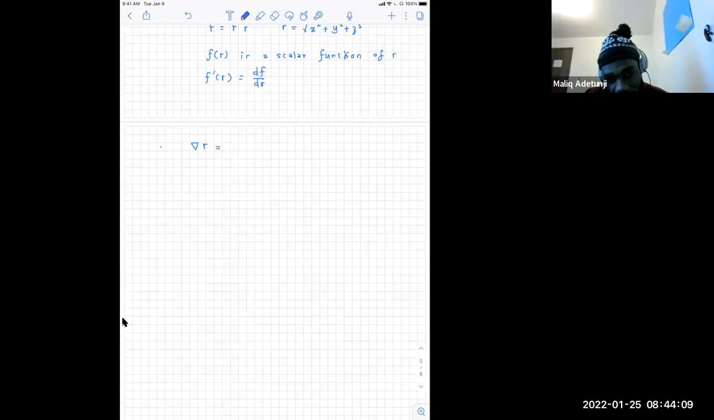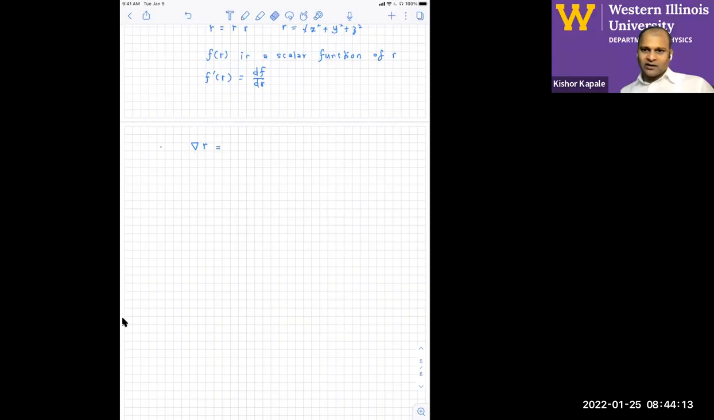Question: is r a vector or a scalar? r is a scalar, right? So this is the first thing you need to remember. You cannot apply a gradient operator to a vector field like this, right? Because the gradient operator itself is a vector. So if you're applying it to a vector, then it has to be either a dot product, which we call divergence.